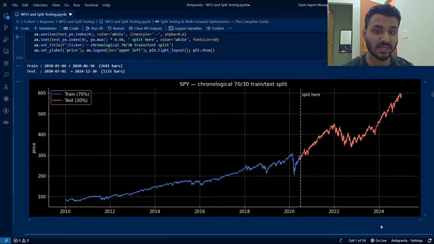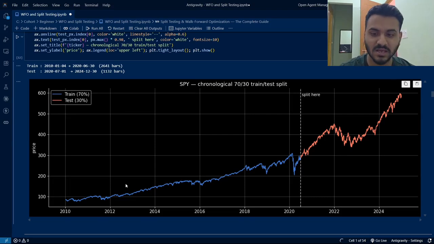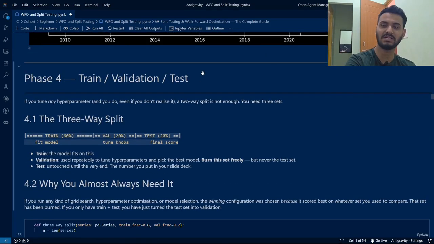This is a chronological 70-30 train-test split from 2010 to 2026. As you can see right here, this is the train data. This is where our model will be trained, and this is exactly where it will be validated on this area. Now, let's talk about train, validation and test.